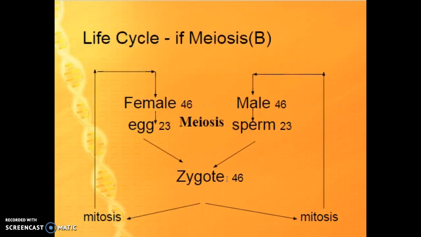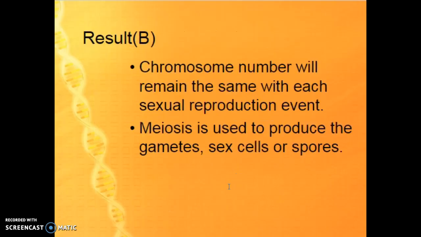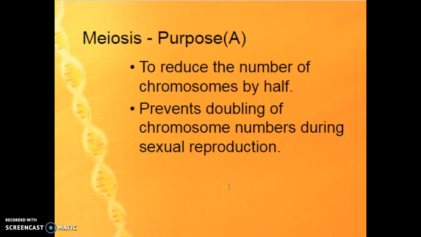So we go through this process called meiosis, where we take our 46, cut it down to 23. Females do the same thing, donate to the zygote. We get the correct number of chromosomes in our offspring. I use that term gametes. Meiosis is used to produce these gametes, which are sex cells or spores.